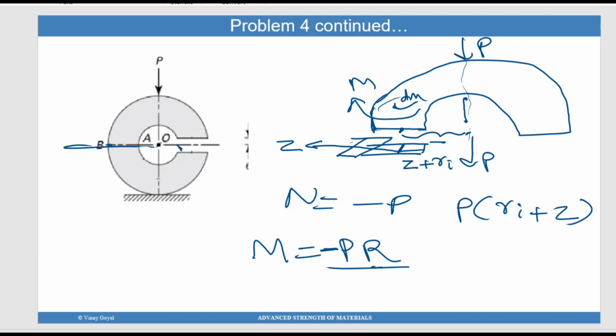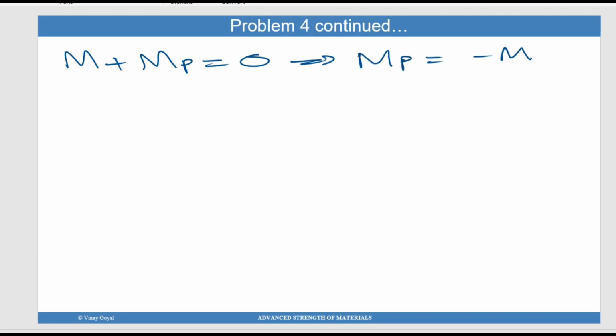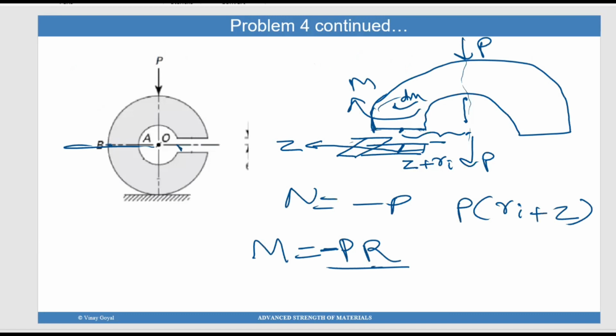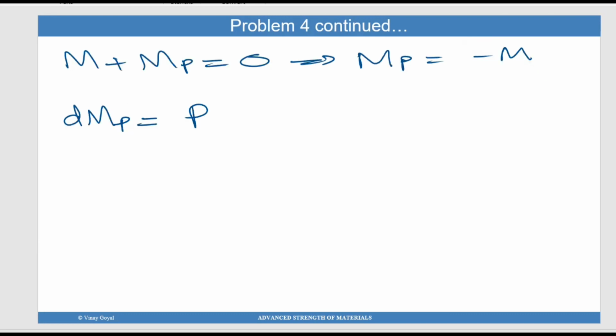So if you look at this, let's put it here. We have a small movement because of P. So it's not dm; let's take a different M. We have M plus MP equals 0, where MP is the movement because of P. So MP is minus M or the other way around. That is how it works. So what we are trying to do is find MP by taking small movements, which is P, times the distance to that particular point, which is Ri plus Z.